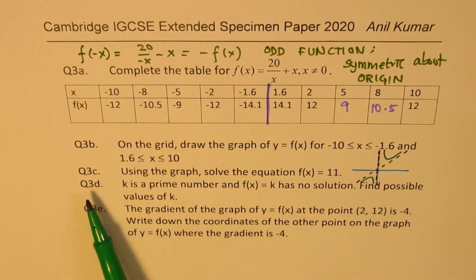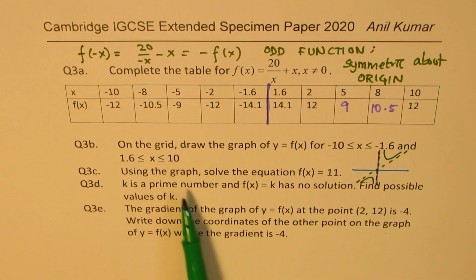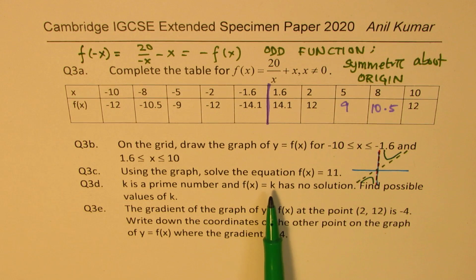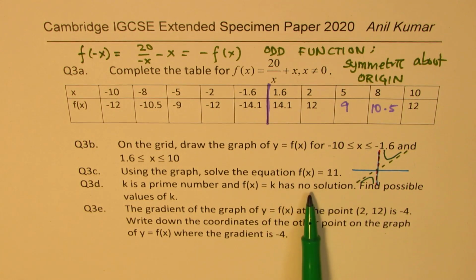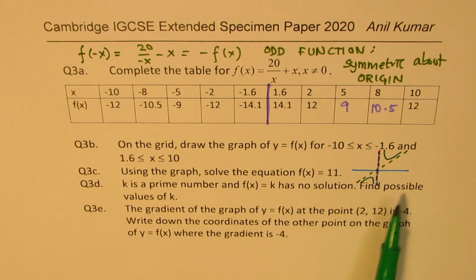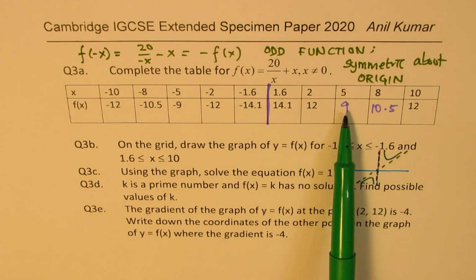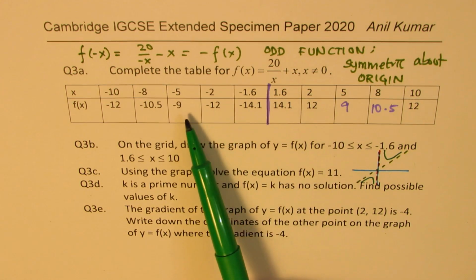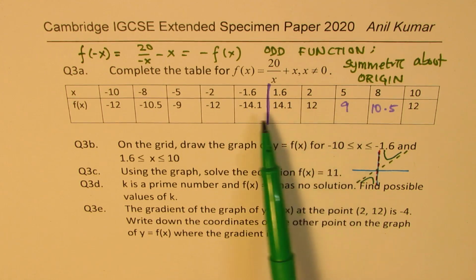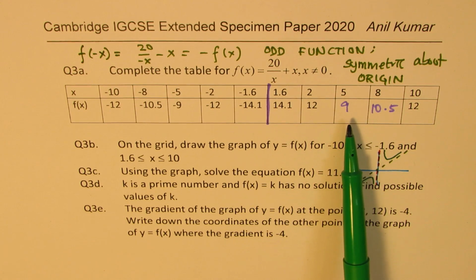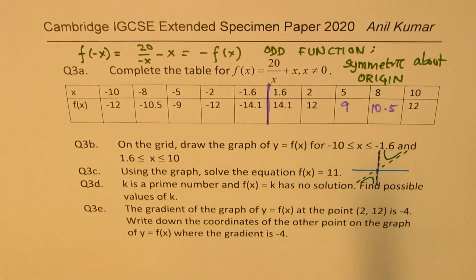Right. Now, question 3D: k is a prime number, and f of x equals k has no solution. Find the possible values of k. No solution will be somewhere in between. Do you see that? You don't see any value between plus and minus 9, so all the prime numbers in this range could be part of the solution. Does that make sense to you? So we could answer this question immediately.